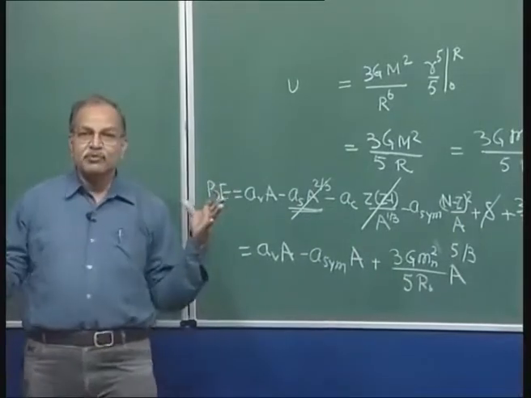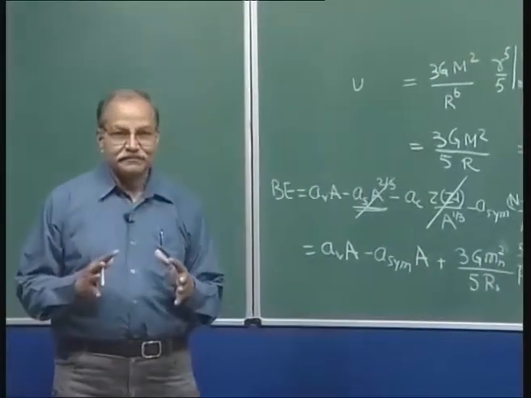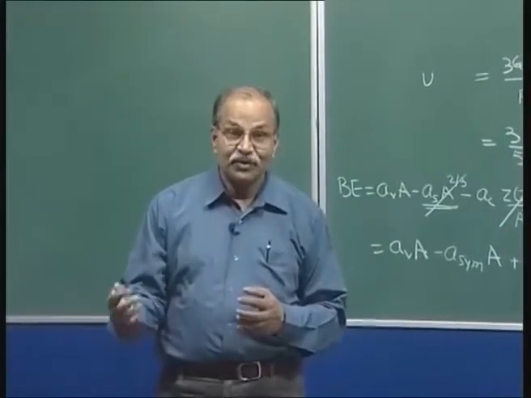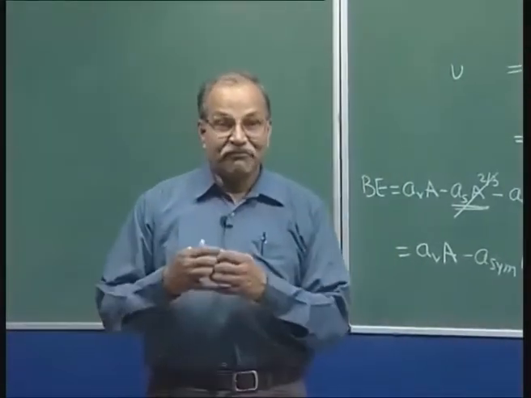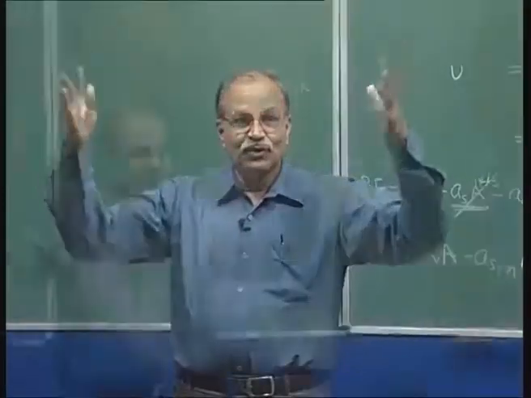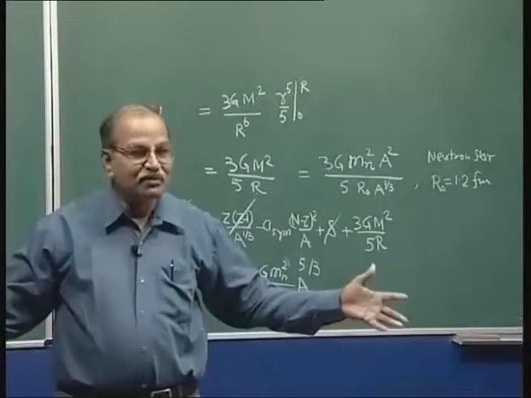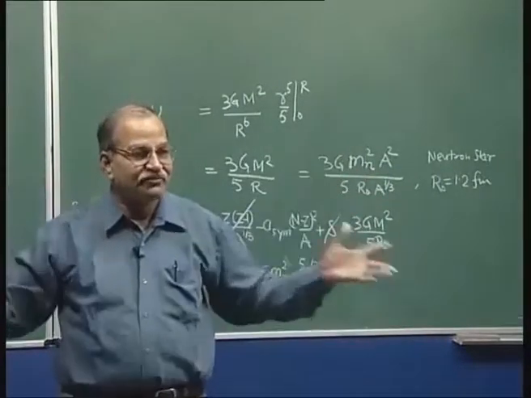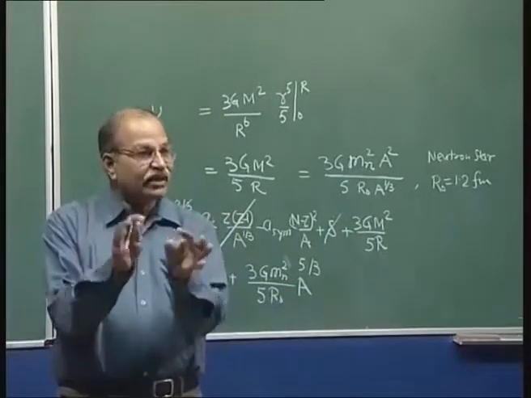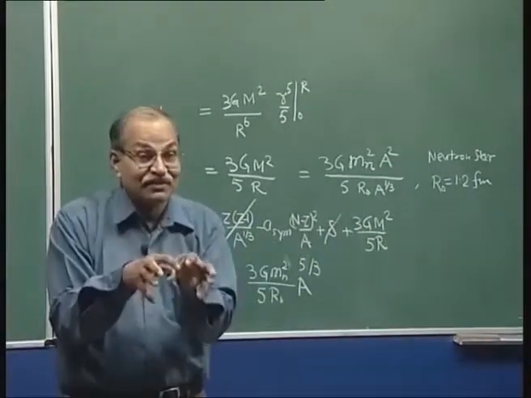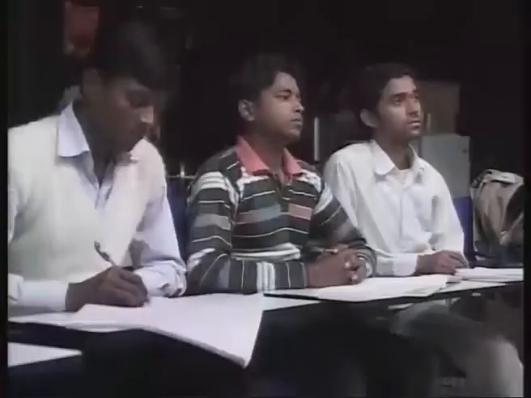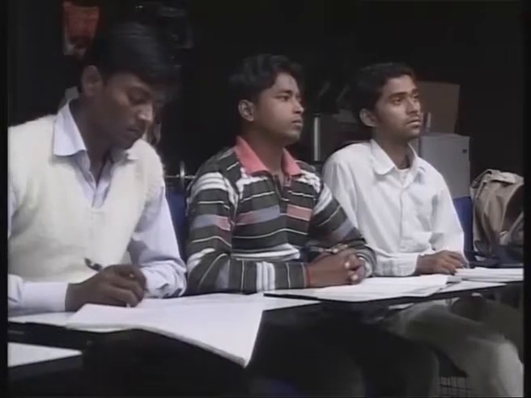Now, for a system to be bound, binding energy should be positive, right, because binding energy is the difference between total mass energy when the whole thing, the parts are separated from each other, all nucleons separated from each other, then the mass is larger, and the bound system mass is smaller, that is why it is a bound system, and that difference is binding energy. So, this binding energy has to be positive, then it is bound.